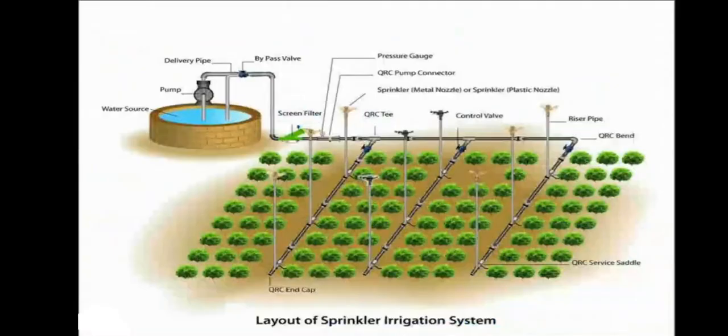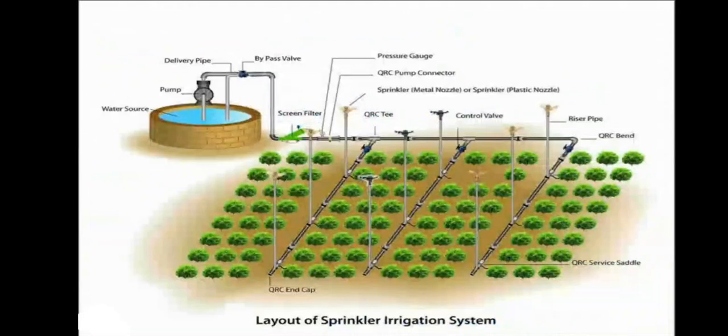Next, the layout of the sprinkler irrigation system. I will explain the components one by one: pump, water source, delivery pipe, and bypass valve. The bypass valve is very important, as it passes the water. Then the screen filter. The screen filter does not allow any other particles to move into the sprinklers.